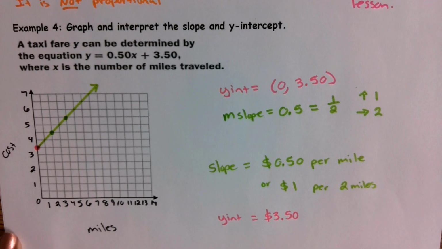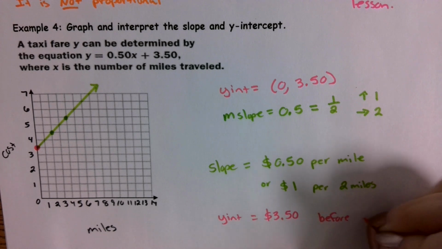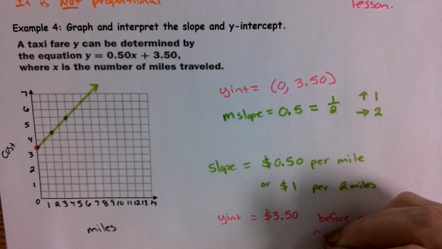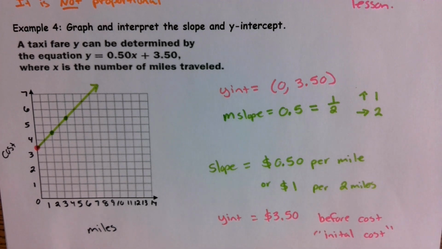When you get a taxi, they charge you a fixed cost at first, because if they're only taking you 1 mile, they're not going to make any money. So they charge you a minimum price first, and then they start calculating your mileage. So it's essentially like $3.50 just to hail the taxi, and then you get to ride in the taxi. So that's your before cost, or your initial cost. Okay?